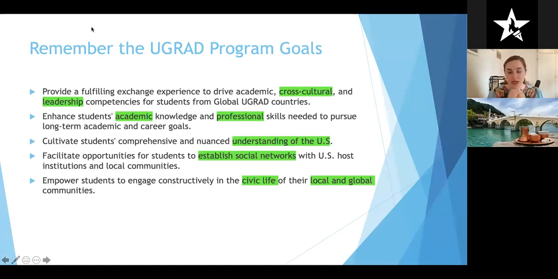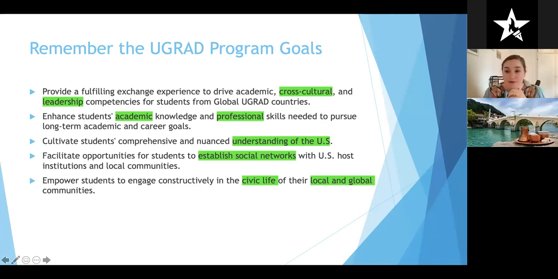Okay, so before we talk in detail about the application, I want to go over these program goals. A lot of the time when I talk to students about Global Ugrad or any of our programs, what I hear a lot is, I just really want to go to the United States. That is great. We are glad that you're motivated to do that, but the important thing is to think about why and what the program you're applying to is looking for and trying to accomplish. If your whole application is just, I really want to go to the US, that's not showing us very much about you as a person and why we should send you there and support you and give you that opportunity.